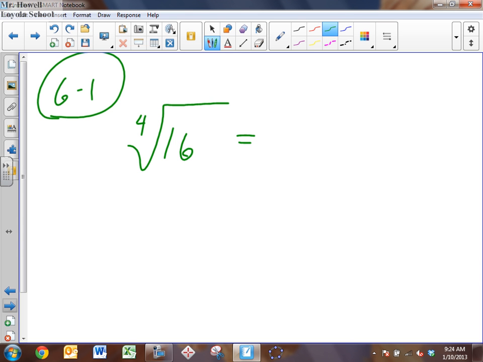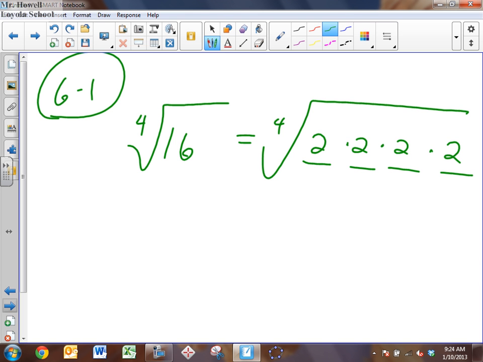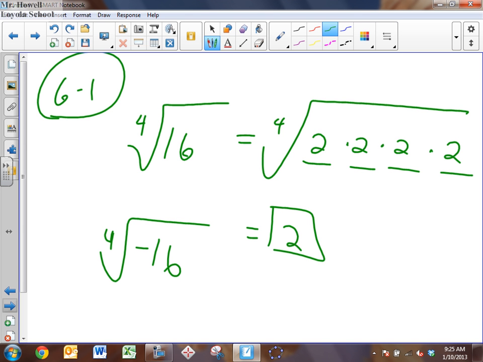Remember, what are we doing? We're thinking about this like the following. Blank, blank, blank, blank. What would fill in those blanks to give me 16? Well, 2 would fill in those blanks. So the answer is simply 2. What about the fourth root of negative 16? Not possible. It's not real. Okay, not real. Please look at your odd roots as well. Okay, so like the third roots and the fifth roots also.